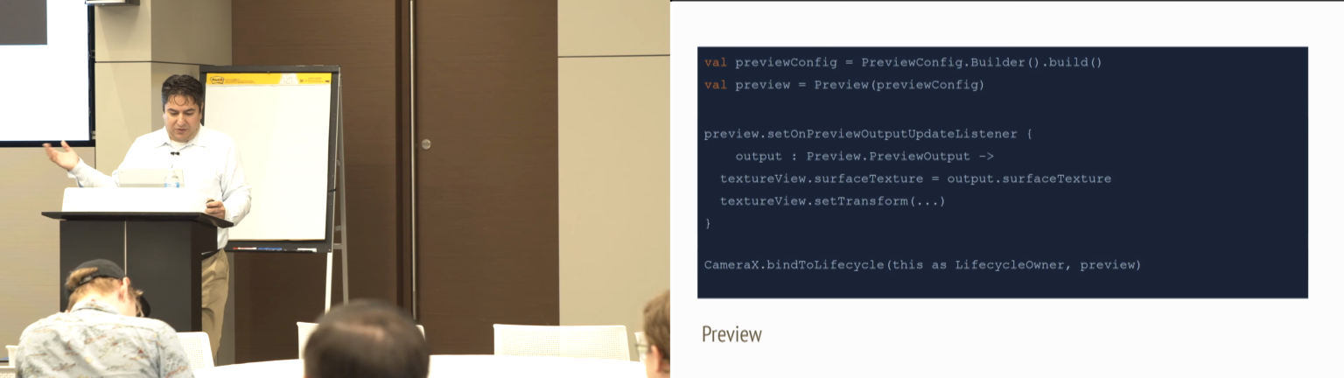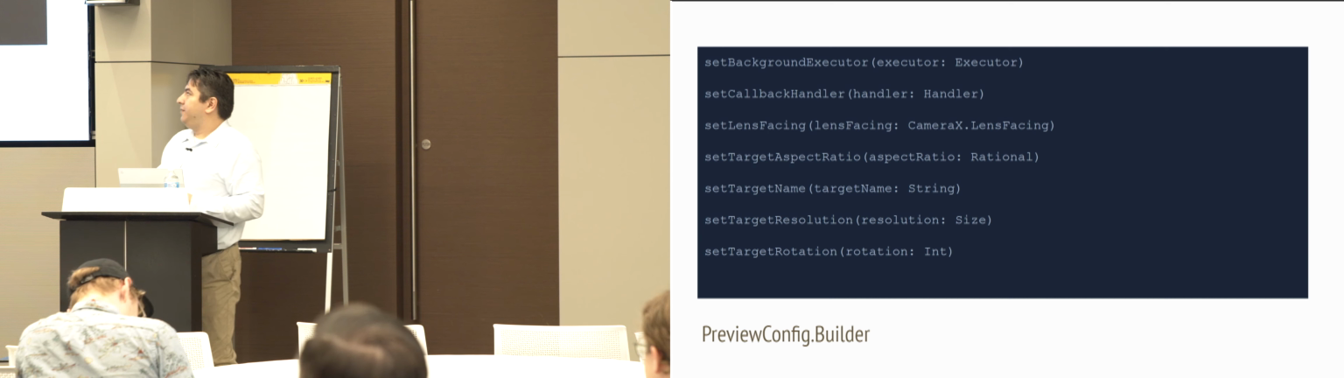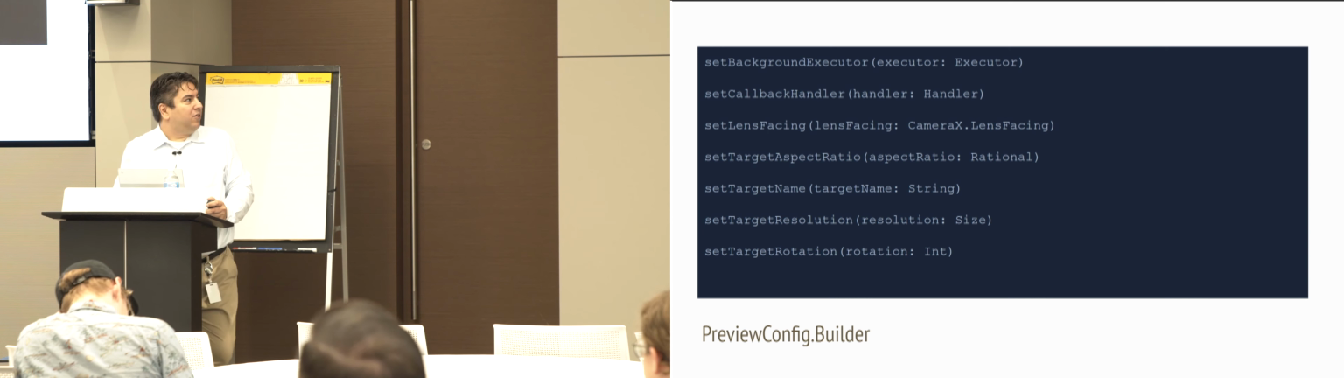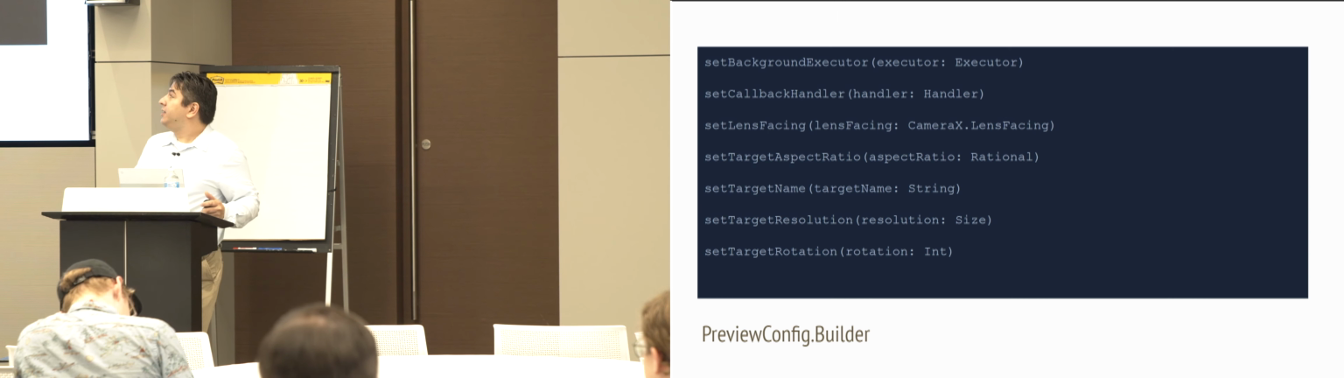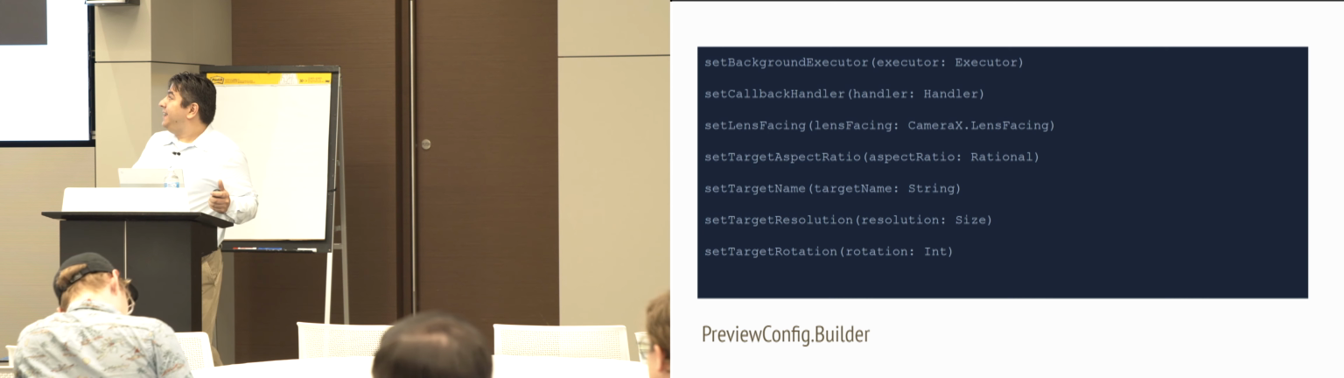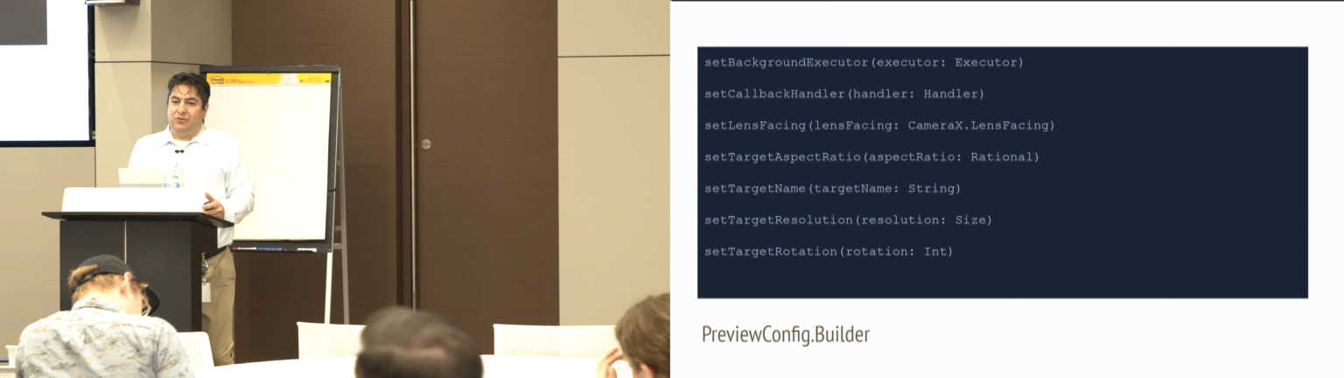Now, I mentioned the builder. A builder has a handful of functions that you can set, including things like the handler, which lens you're using, whether you're using the front or the back camera, the aspect ratio that you want to target, as well as the target resolution and rotation.